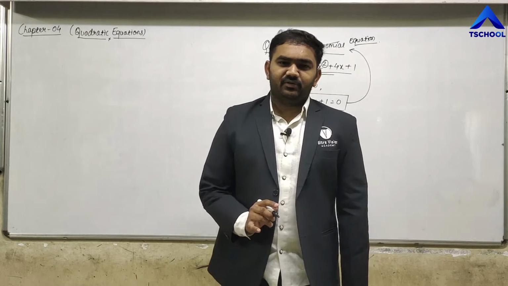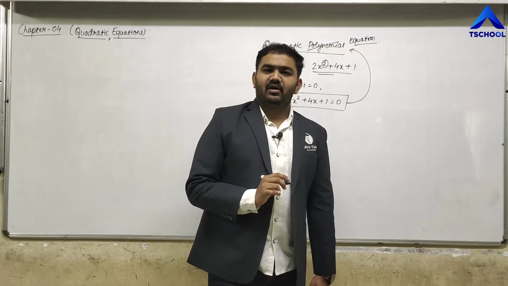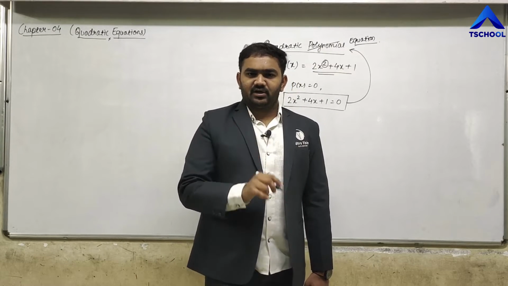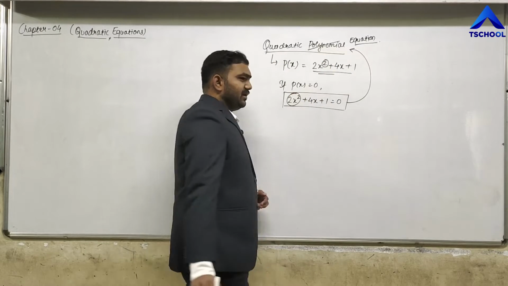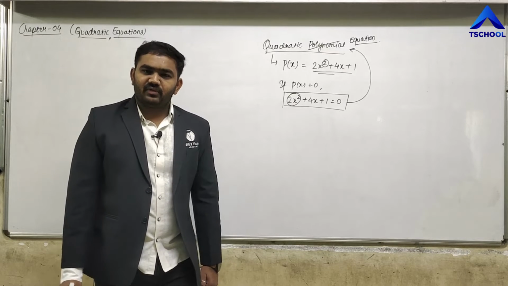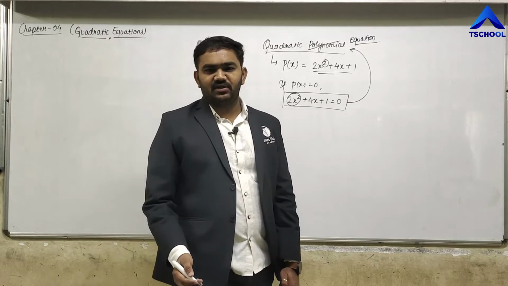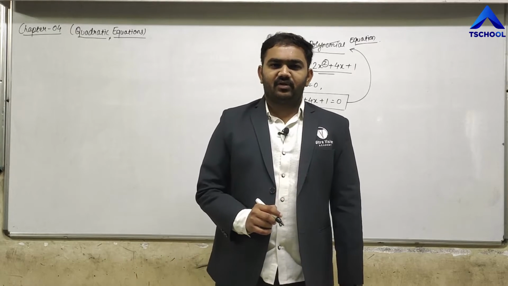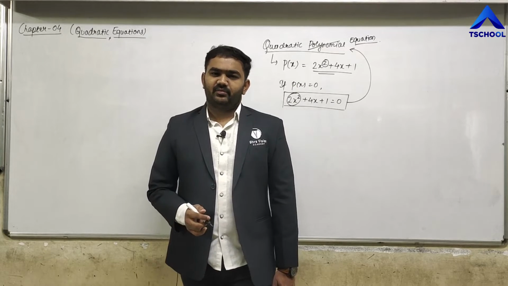Again, let me remind you that the term with x square will have a non-zero coefficient. The term with x square, that means here in this equation I am having 2x square. The term with the x square will have a non-zero coefficient, that means the coefficient of this term will never be 0. If it becomes 0, then this won't be a quadratic equation, it will change to a linear equation or a linear polynomial, right?